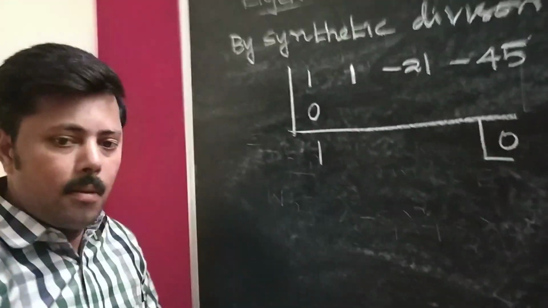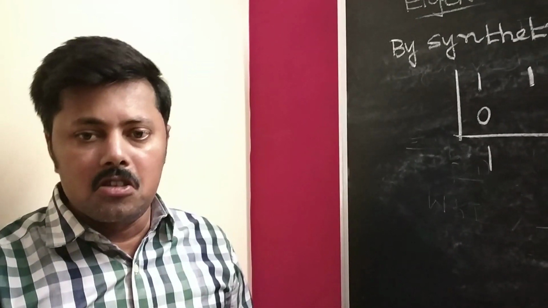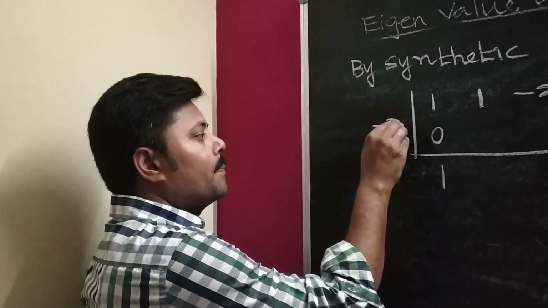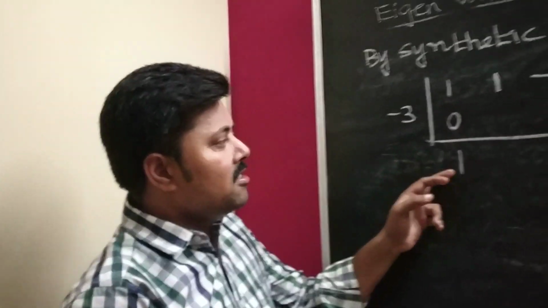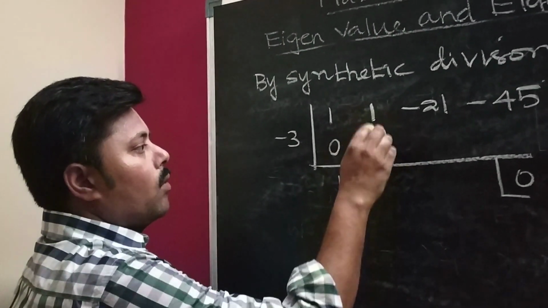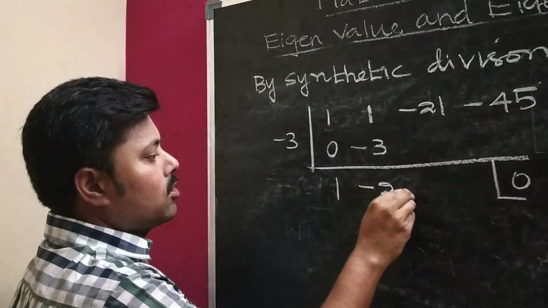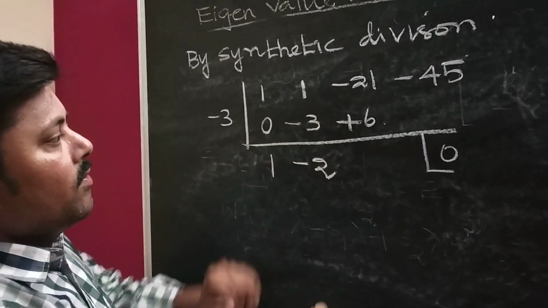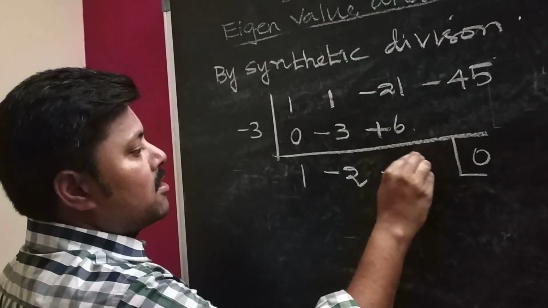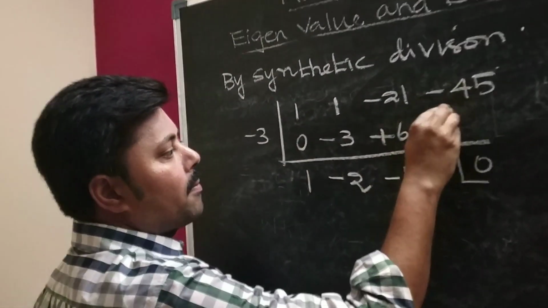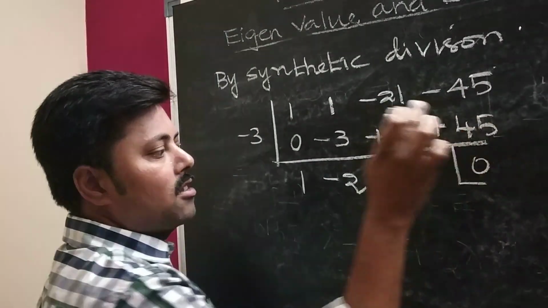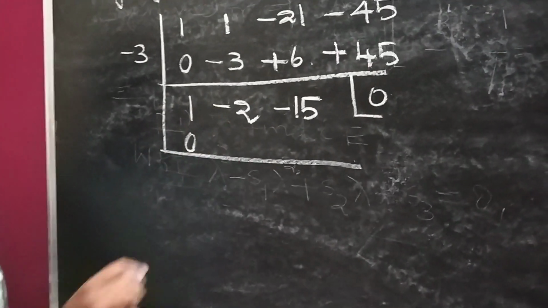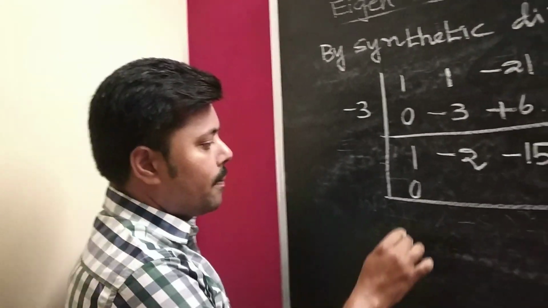So by trial and error method, start with plus 1, minus 1, plus 2, minus 2 and so on. Suppose we put lambda equal to minus 3. What is 1 into minus 3? Minus 3. 1 minus 3 is minus 2. Minus 3 into minus 2 is plus 6. So how much? 15, minus 15. So minus 15 into minus 3 is plus 45. So do one more time. For a cubic equation, we have to get 3 values, right?